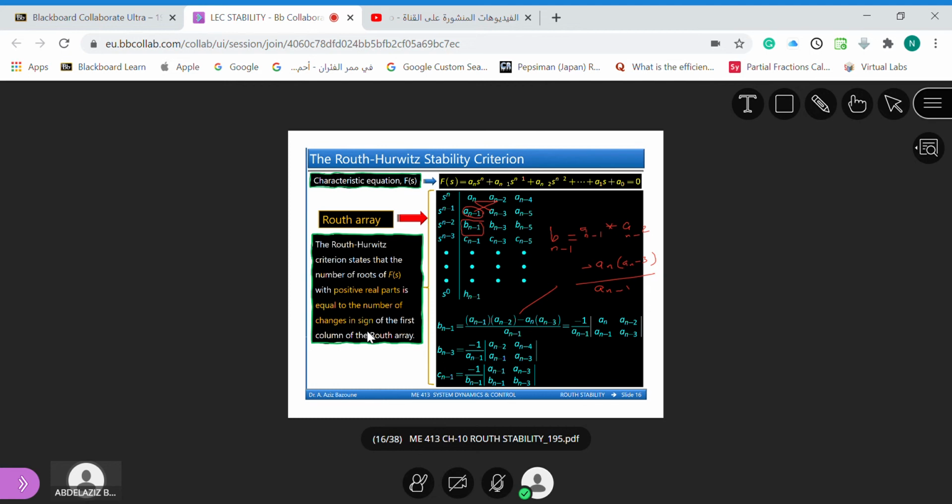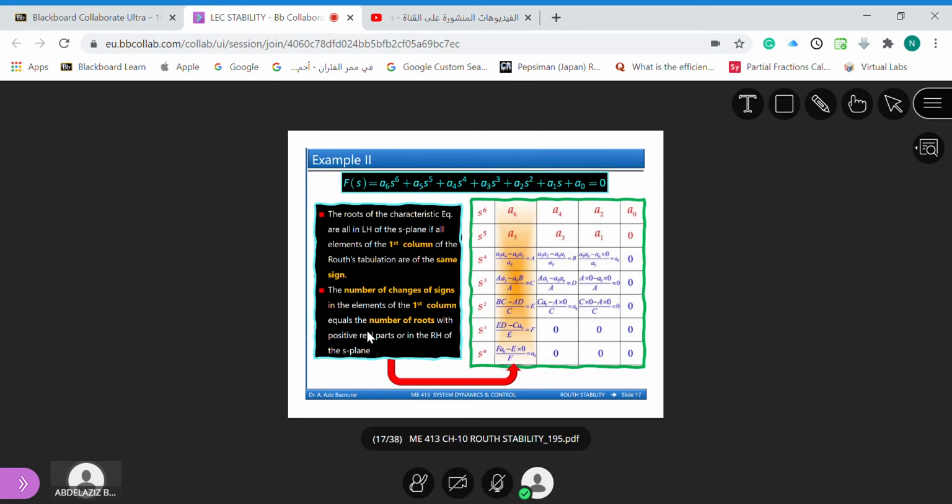Similarly, now, how to get Bn minus 3? This is Bn minus 1. Bn minus 3, Bn minus 5, Cn minus 5, I will show them to you now in the next slide, how to do it.